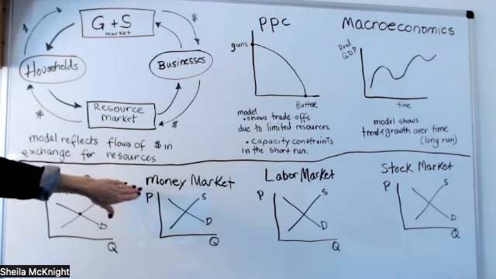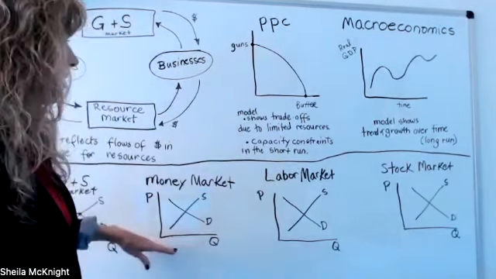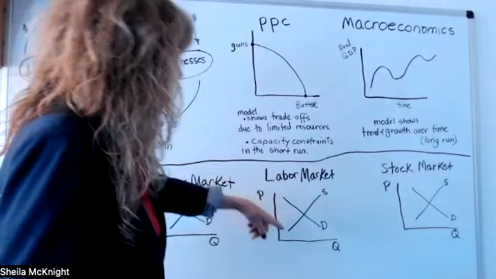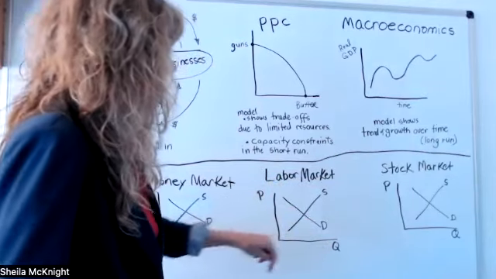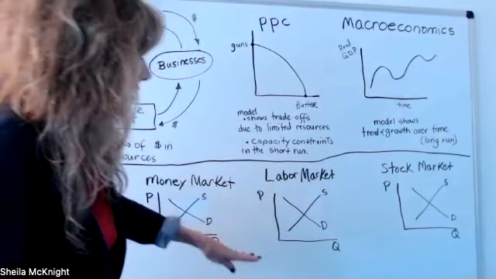In the money market, we have price on the vertical axis, quantity on the horizontal axis. The price of money will be an interest rate. We can use the supply and demand market model to look at a labor market. In the labor market, supply of labor, demand of labor. The vertical axis is price. The horizontal axis is quantity. The price in a labor market is a wage.